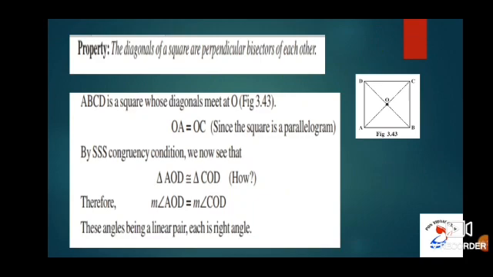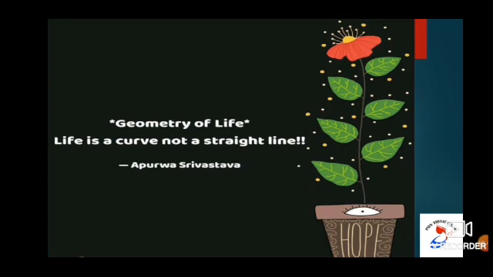Then, diagonals of a square are perpendicular bisectors of each other. Again for a square, the diagonals will be perpendicular bisectors of each other. So with this, we are completing all the properties of the parallelograms. Just revise the properties, be familiar with the properties. The proof for the properties, you need not worry, you will learn that in 9th standard. As far as 8th standard is concerned, just be very clear with all the properties.